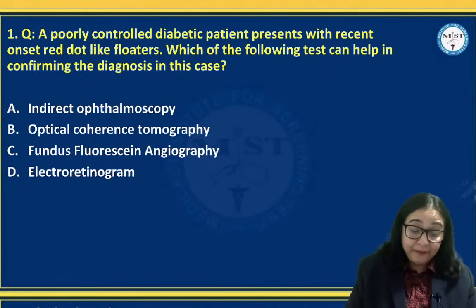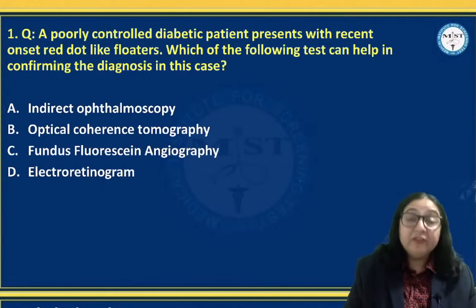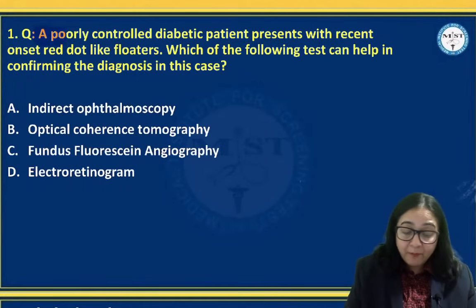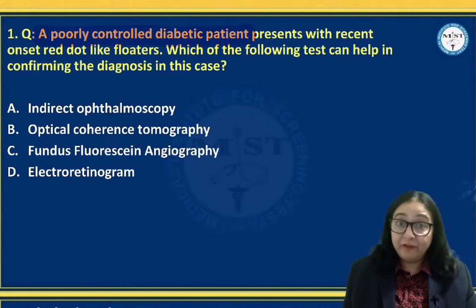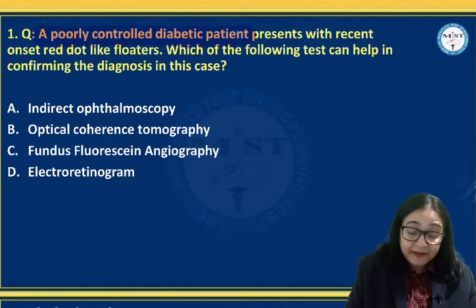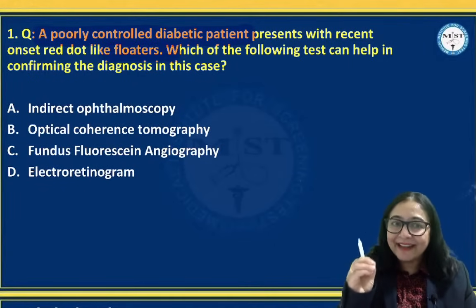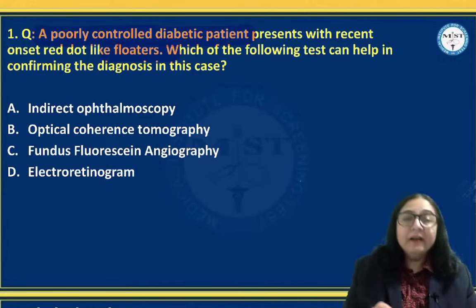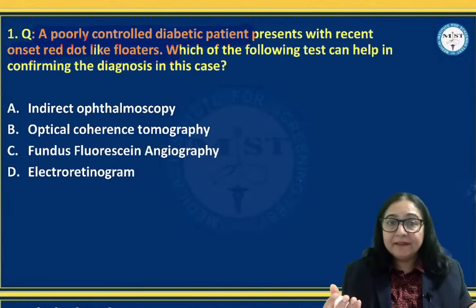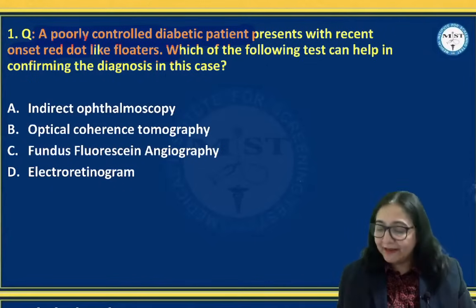Go step by step. What is the nature of the patient? What kind of patient are they describing here? A poorly controlled diabetic patient. So it's a diabetic patient. This patient is now presenting with floaters, but these floaters have a specific characteristic. They are sudden, recent onset, and red dot like.